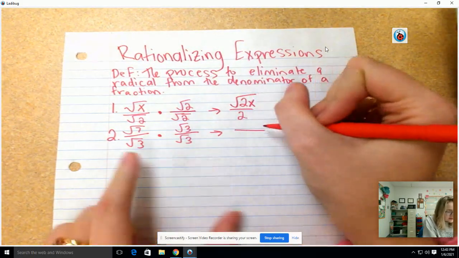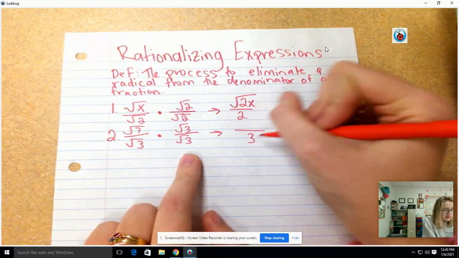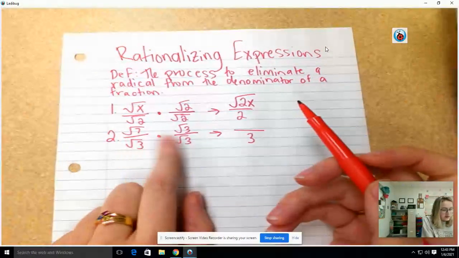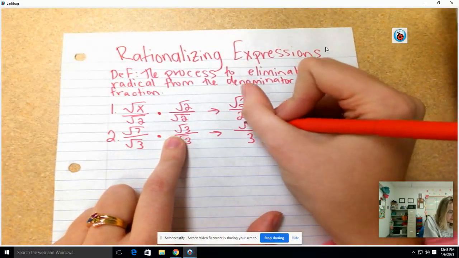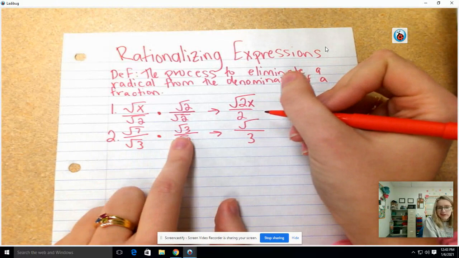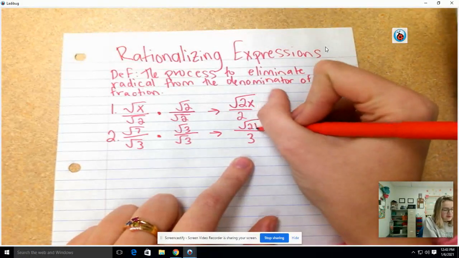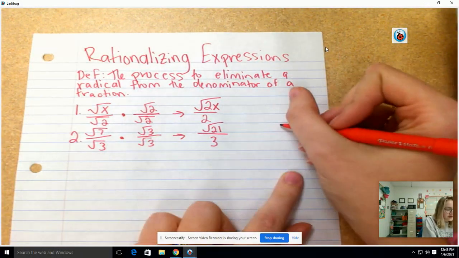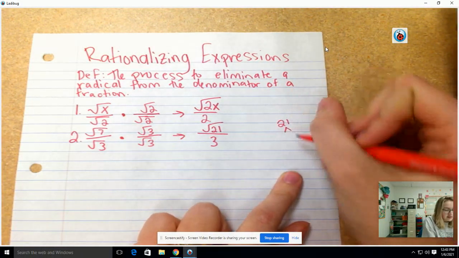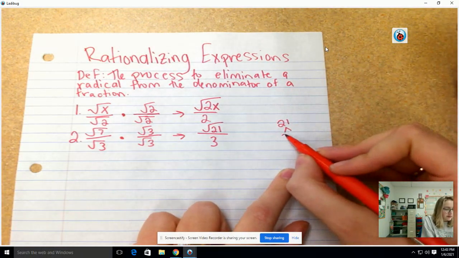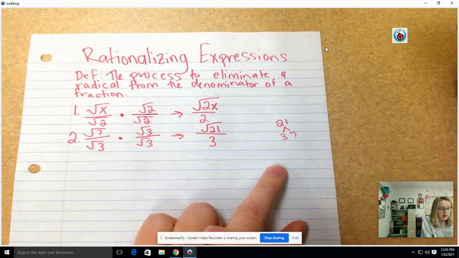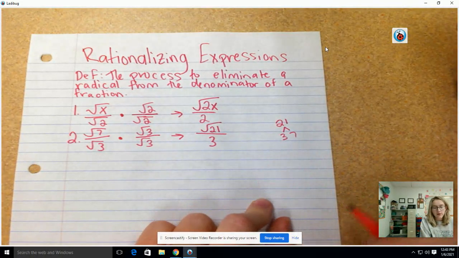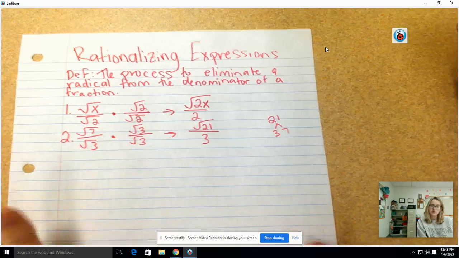And that is going to give us radical 3 times radical 3 is going to leave me with 3. Radical 7 times radical 3, got ahead of myself, is going to give me radical 21. And when you're doing these, you always have to check to see if you can simplify any further. So 21, that's going to give me 3 and 7, and I can't simplify those down anymore. So that can stay, radical 21 over 3.